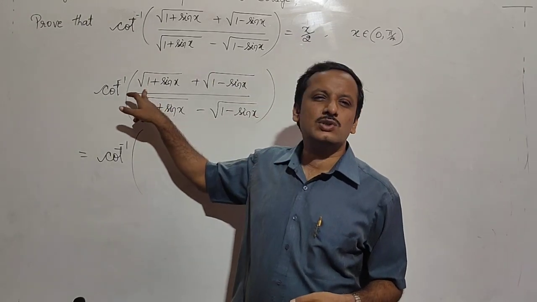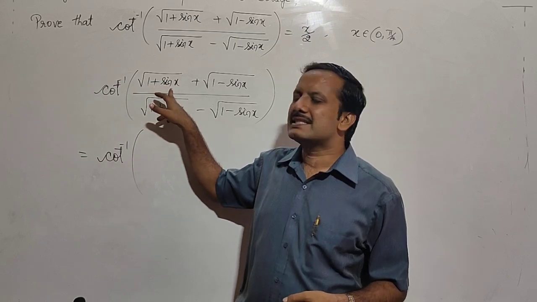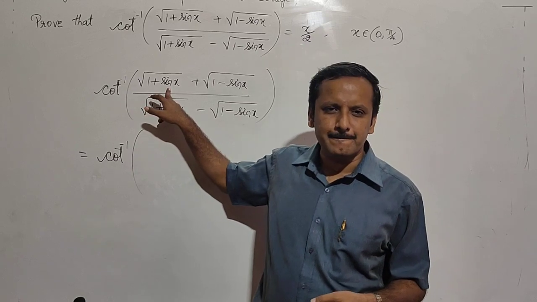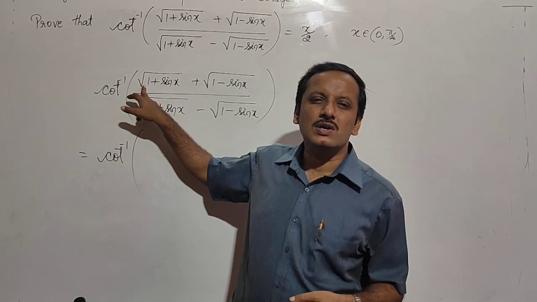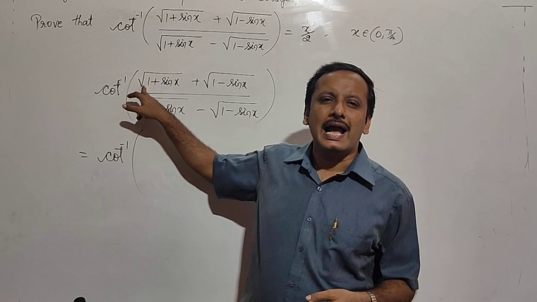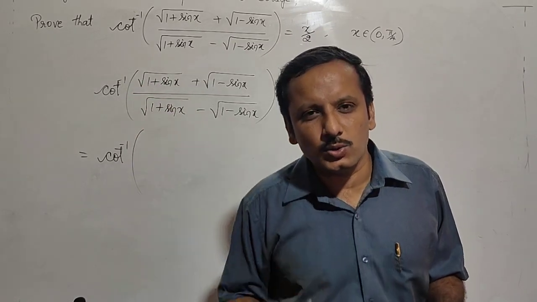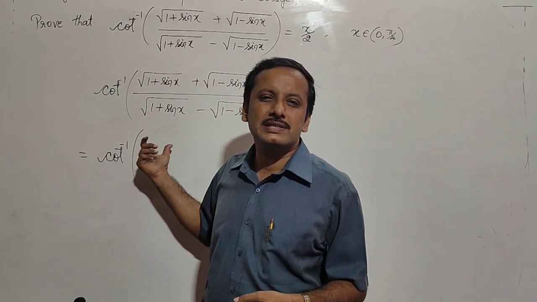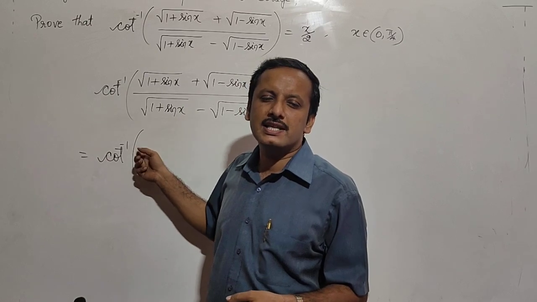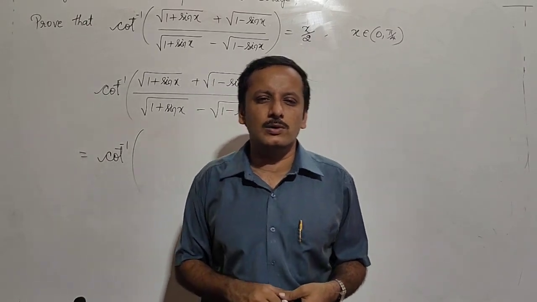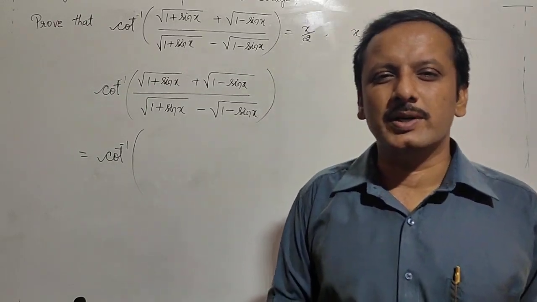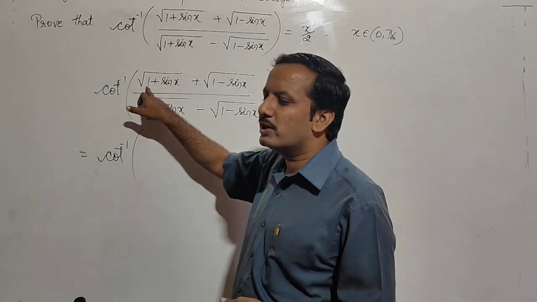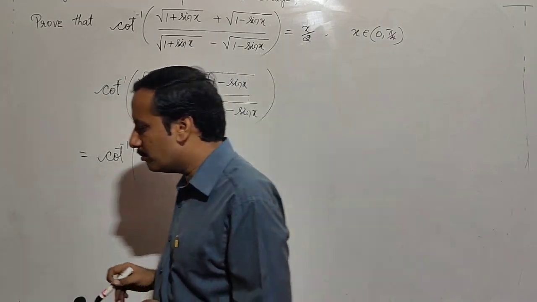But if I write this 1 as cos square x plus sin square x and sin x as 2 sin x by 2 cos x by 2, we cannot further simplify it. Whereas, if I write 1 as cos square x by 2 plus sin square x by 2 and write sin x as 2 sin x by 2 into cos x by 2, then that expression can be written as cos x by 2 plus sin x by 2 whole square. Square root is there. Square root of cos x by 2 plus sin x by 2 whole square can also be written as cos x by 2 plus sin x by 2. So that simplification will be easier.